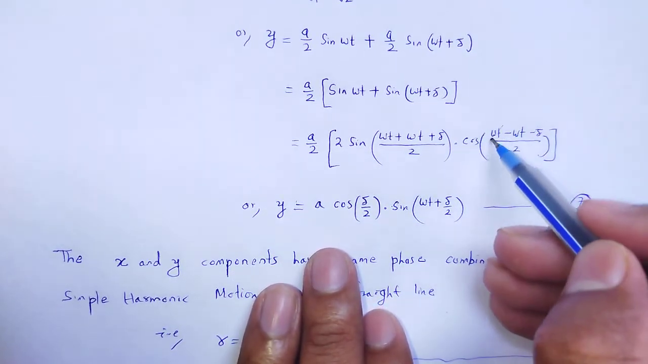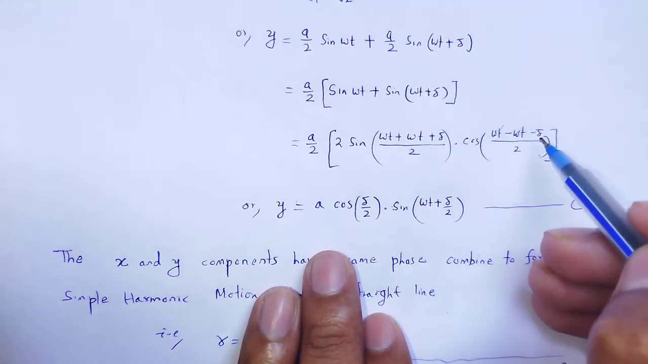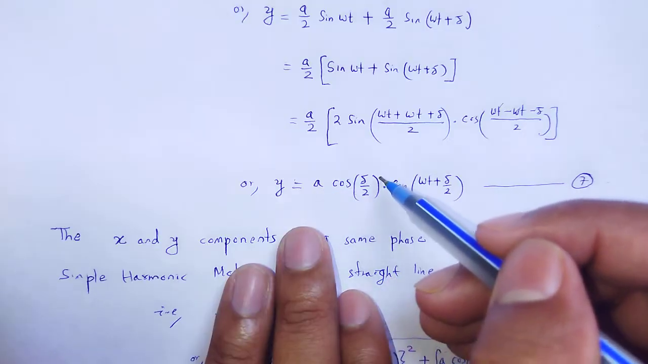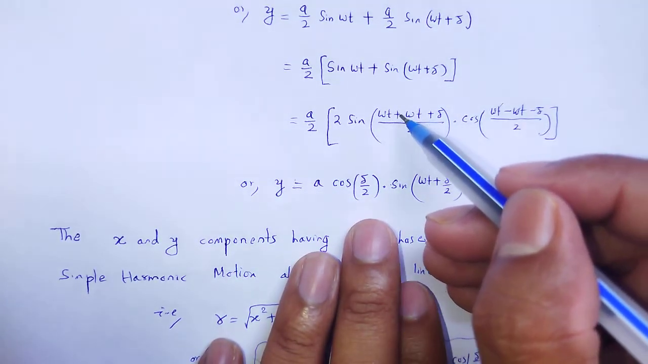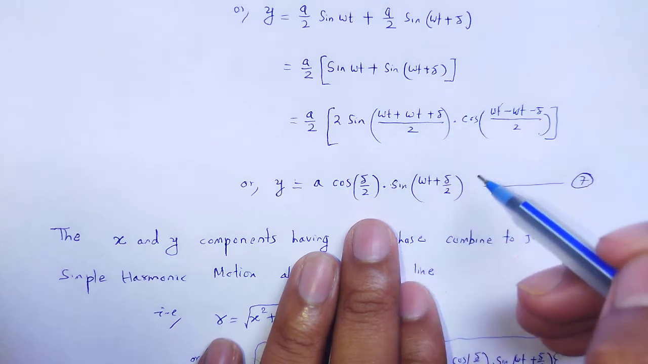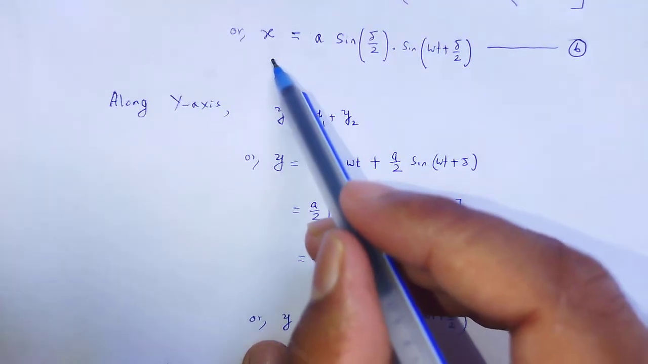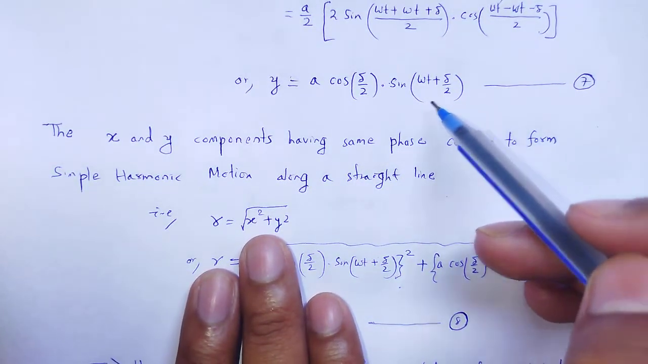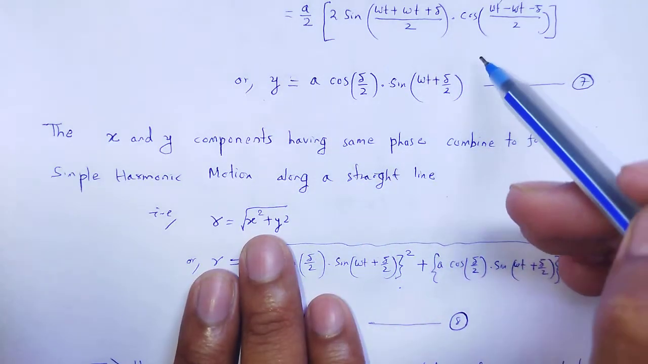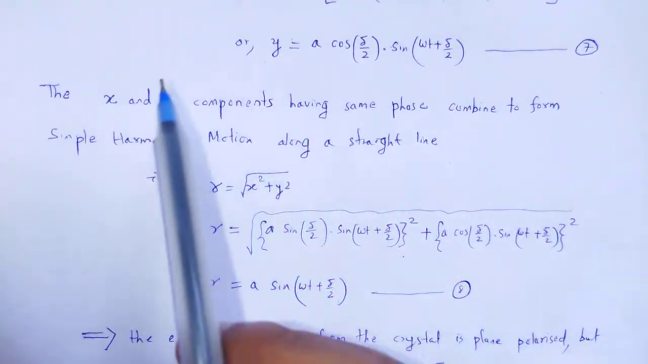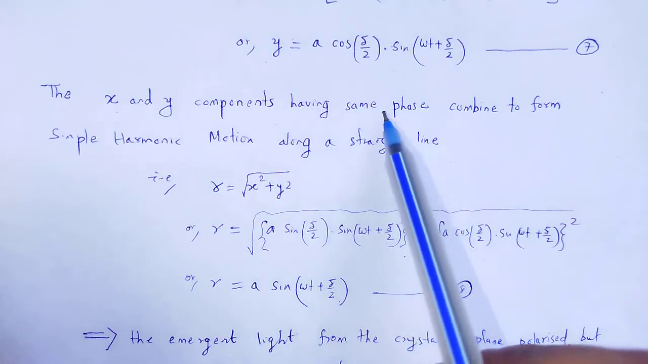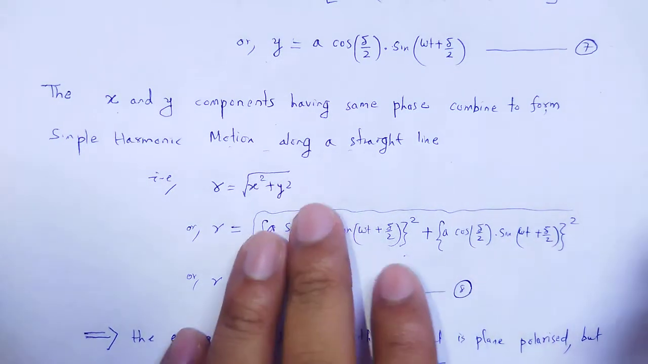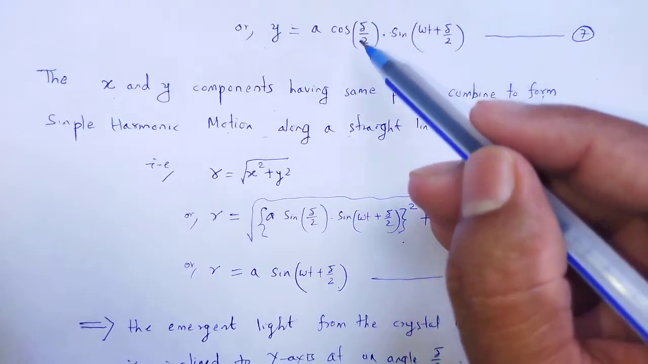Under solving it, omega t cancelled out, cos of minus delta by 2, cos of minus theta is cos theta. So here 2 cancelled out, a cos delta by 2 into omega t plus omega t, 2 omega t divided by 2, that is omega t plus delta by 2. Now along the x axis and along the y axis the circular vibration components are solved. As the x and y components have the same phase, they combine to form simple harmonic motion along a straight line. It has the same phase of delta by 2.